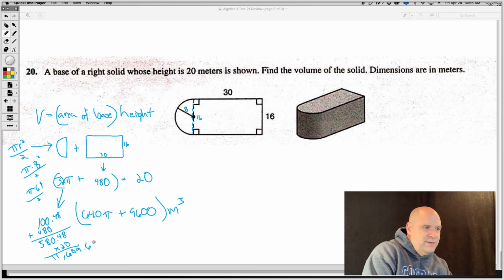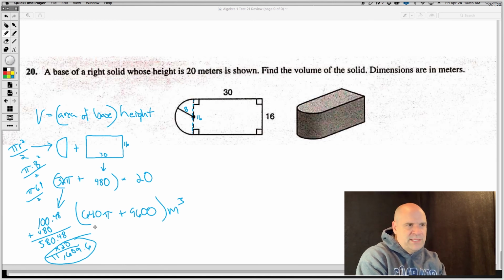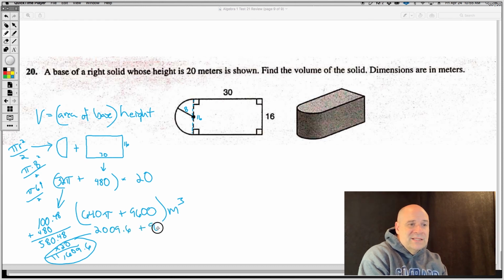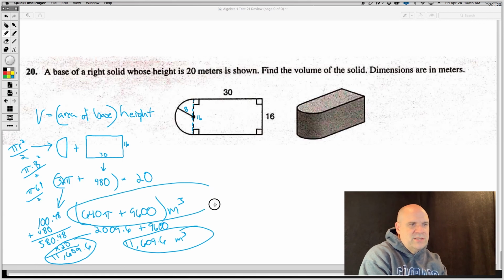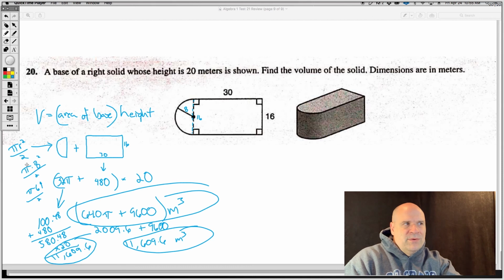11,609.6. Okay, so let's see if we get the same thing here. So 640 times pi is actually 2009.6. Plus 9600 equals 11,609.6 cubic meters. So both of these answers are just fine. All right. So you can get rid of that pi right away and do 3.14 times 64 divided by 2, and then you don't have to worry about all this weird stuff. So it's up to you.